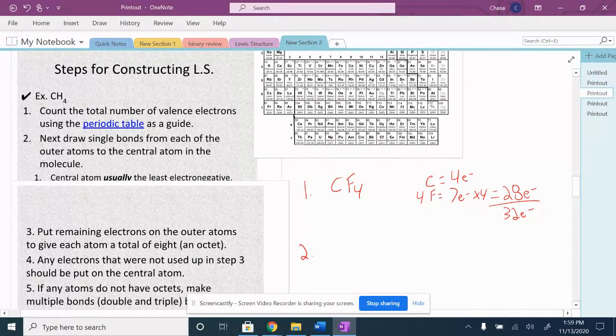My second step is to put the element listed first in the middle. And I'm going to put my other fluorines around the outside. Okay, so step number 2 says to draw single bonds from each of the outer elements to the central atom. So I'm going to draw a line, and each line represents a bond. And each line represents 2 electrons.